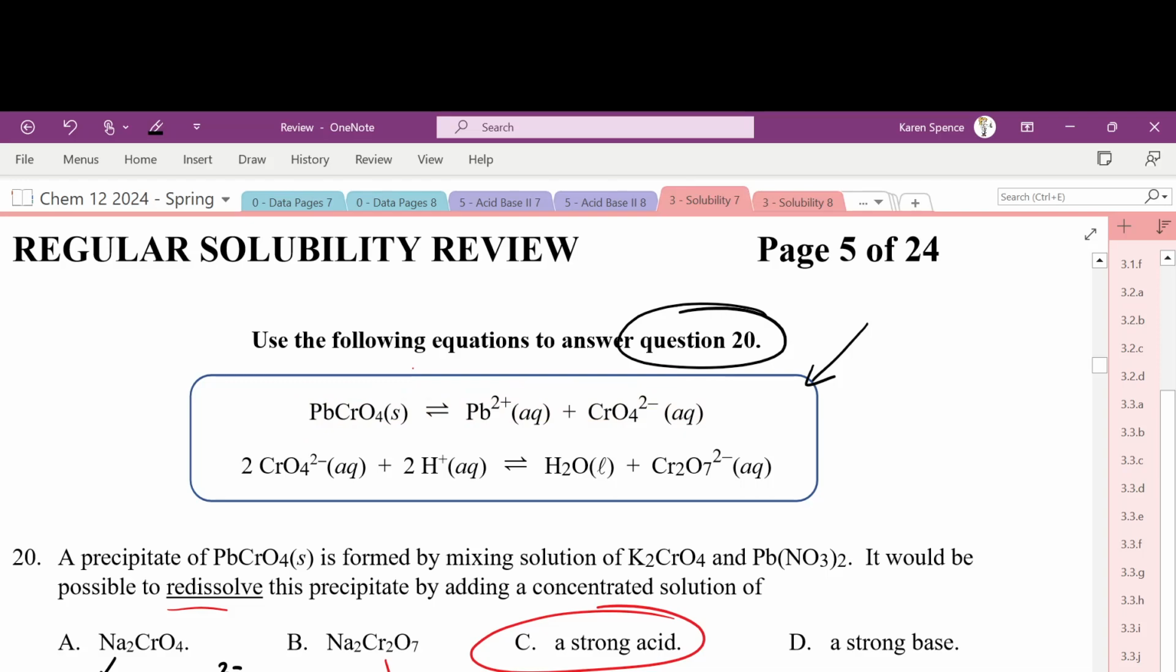Let's clean it up so we can take a look. That contains H+. So that would increase the concentration of H+, which would shift this to the right. What are we doing with chromate if we're shifting this to the right? We're using it up. And that means chromate concentration is going to decrease, which means that the first equilibrium here is going to shift to the right, which means more of it is dissolving. So it's this one.